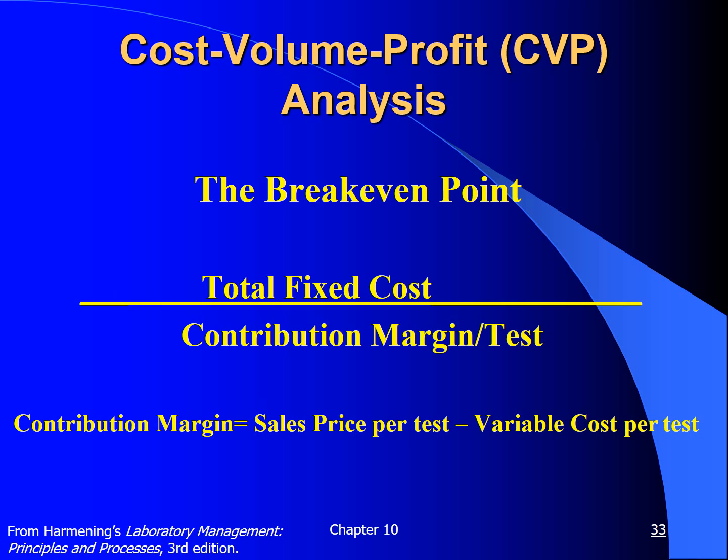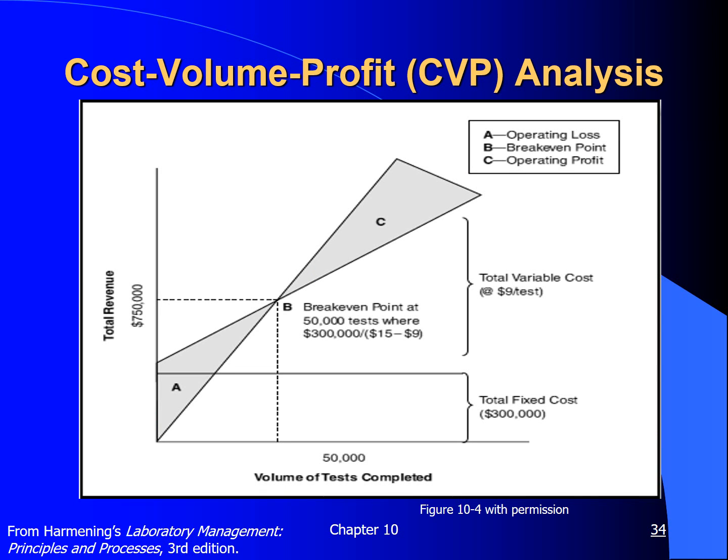If the lab charges $15 per test, when the variable cost is $9 per test and the fixed costs are $300,000, how many tests need to be completed to cover the lab's fixed cost and break even? This figure is the graphic representation of the CVP analysis of the question presented in the previous slide.